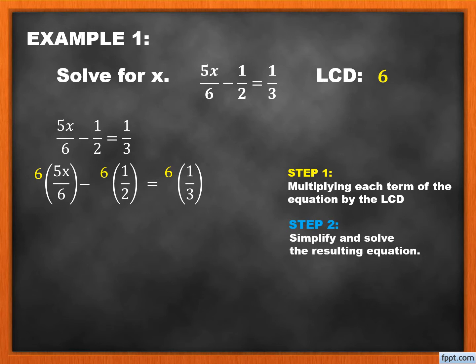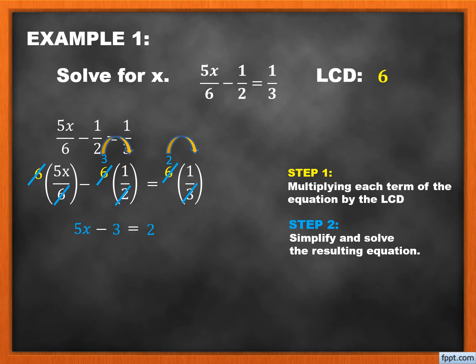Next, let us simplify and solve the resulting equation. We can cancel 6 and 6 because 6 divided by 6 is 1, and 6 divided by 2 is 3, and 6 divided by 3 is 2. Next, we have 5x minus 3 times 1, that is 3, equals 2 times 1, we have 2. Therefore, the resulting equation is 5x minus 3 equals 2.